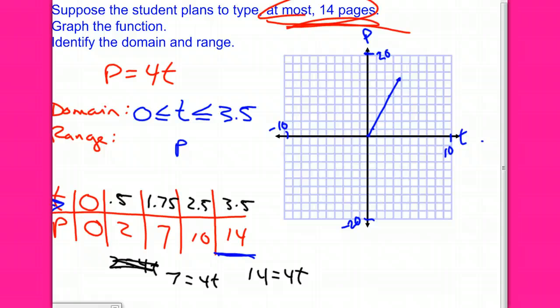Now the number of pages typed. What is the minimum number of pages? 0. And the maximum? 14. So this student could do anything in between 0 and 14, right? So the pages typed could be greater than or equal to 0, less than or equal to 14, and there's your range. Okay?